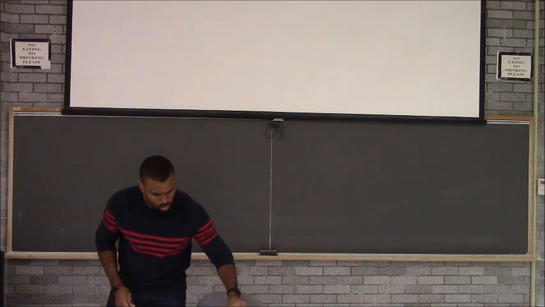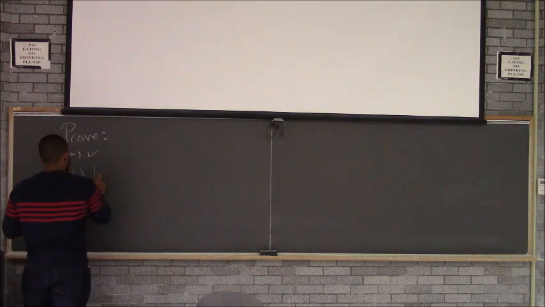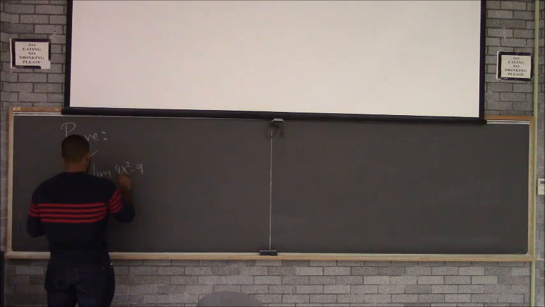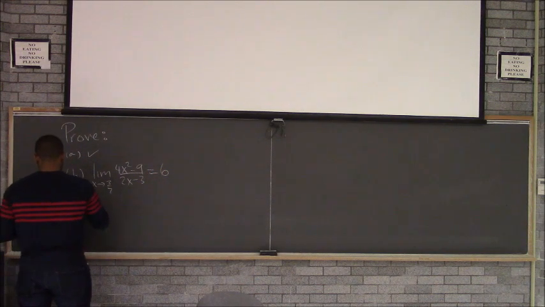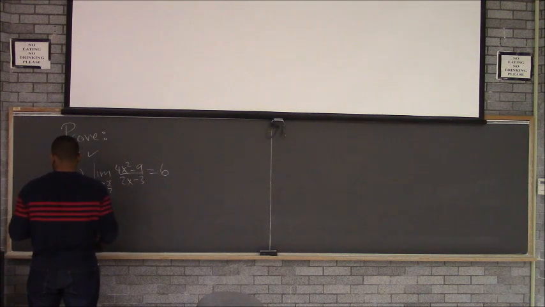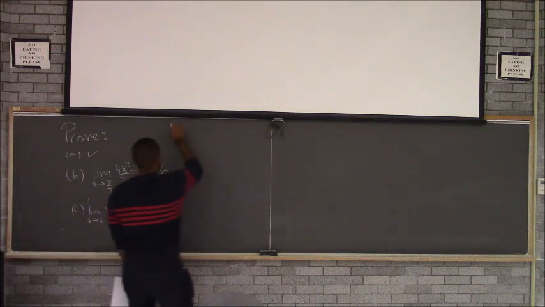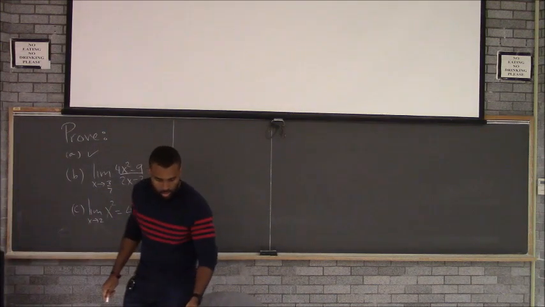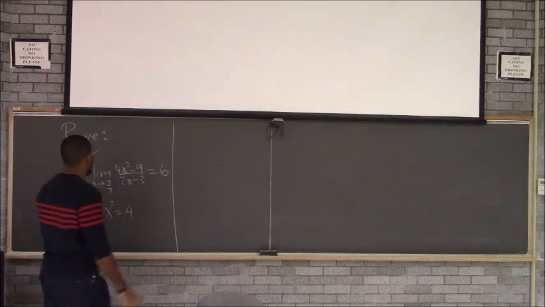So I did one for you, and we want to prove A and B. A: the limit as x approaches 3/2 of (4x squared minus 9) over (2x minus 3) equals 6. And B: the limit as x approaches 2 of x squared equals 4. Okay, we want to prove these things. So let's move on to B.